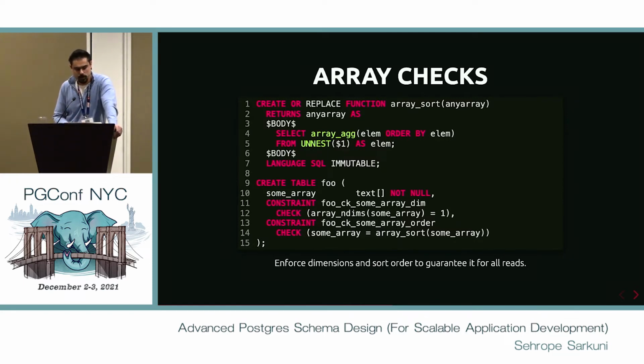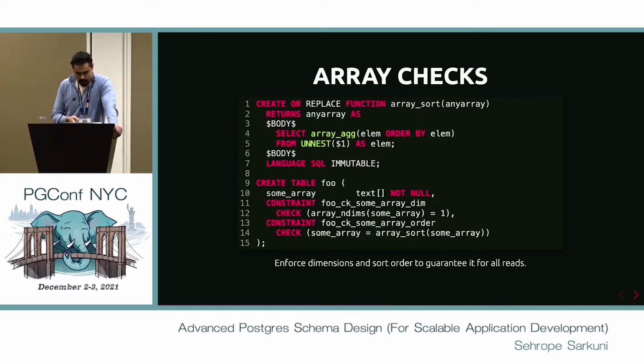So this function array sort takes any array and returns that same array sorted. And if you look at it, it's one line. It just unnests the array, sorts it, and aggregates it again using array_agg. What's cool about this function is that it's immutable, which means anything I pass in is guaranteed to give the same result afterwards. It's not dependent on any third-party state, the state of the database, or anything like that, which means I can use it inside of things like constraints.